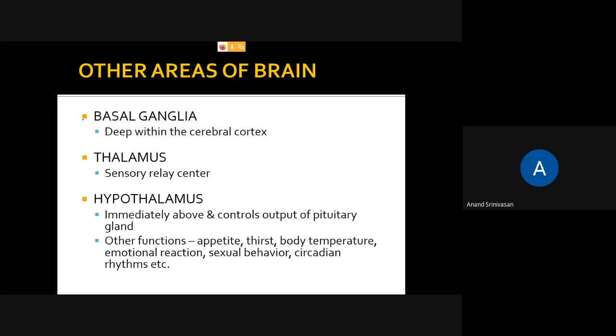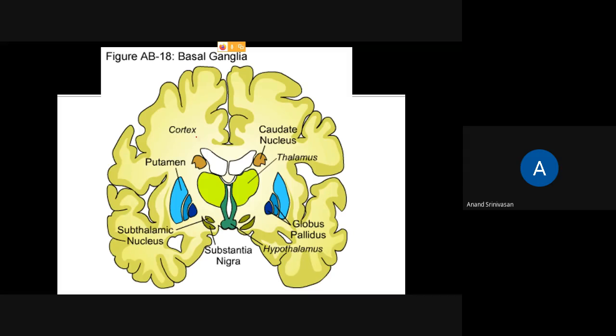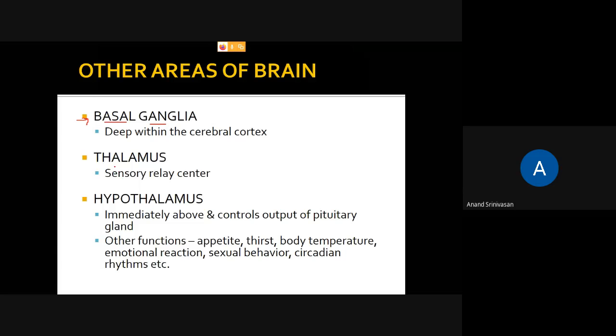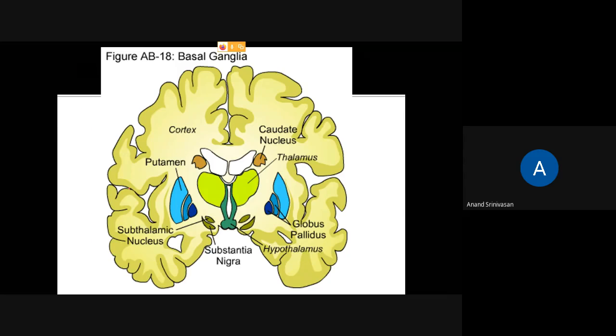One is called the basal ganglia. The basal ganglia is located deep within the cerebral cortex. Here you can see the putamen, subthalamic nuclei, substantia nigra, and thalamus. All these are parts of the basal ganglia. The thalamus is the sensory relay center, and it is also located deep in the brain.